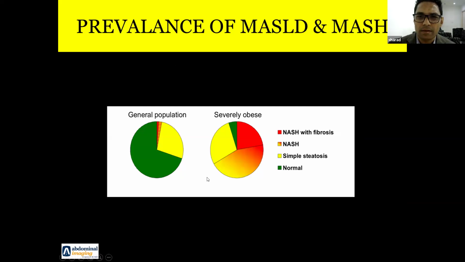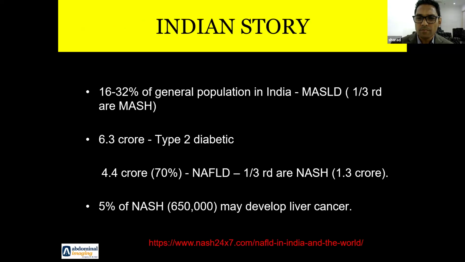So if you see, the prevalence of fatty liver disease is much higher in obese patients. Like in the general population, this orange color is very less, but then it increases significantly in obese patients. This is the tip of the iceberg, like an Indian story. So around 16 to 32% of the Indian population has fatty liver disease.